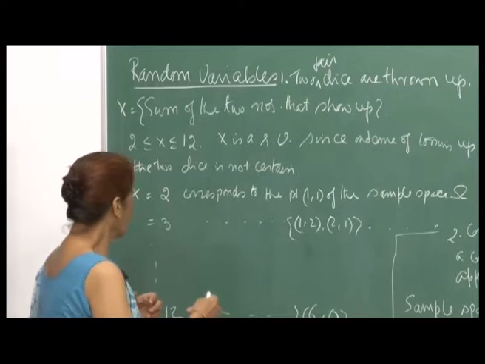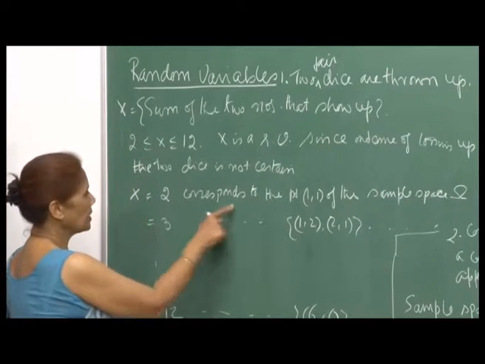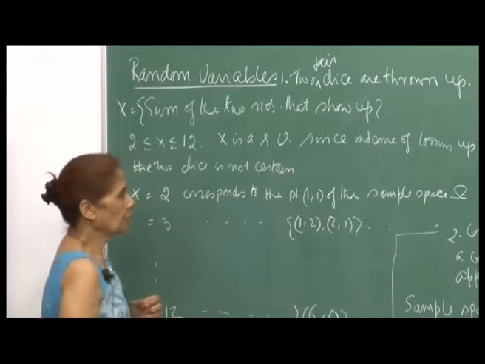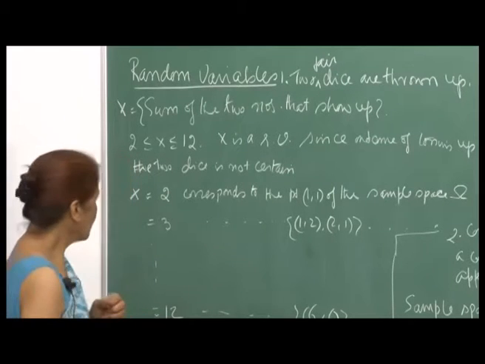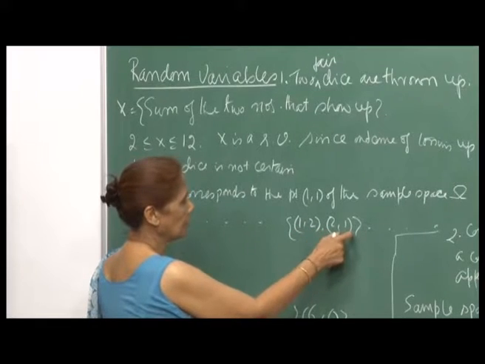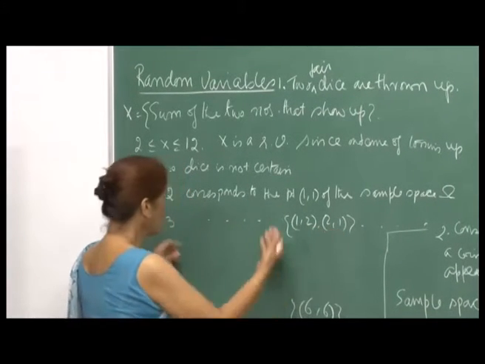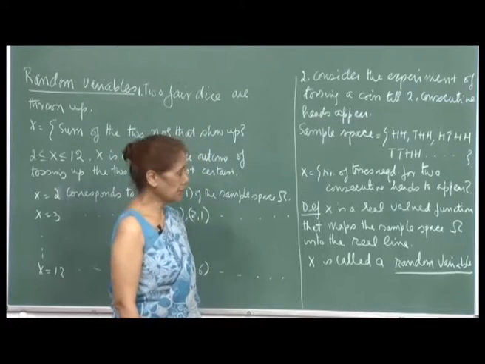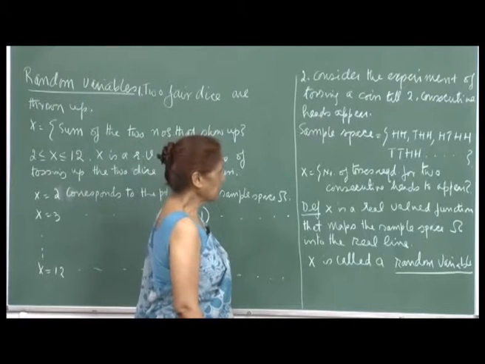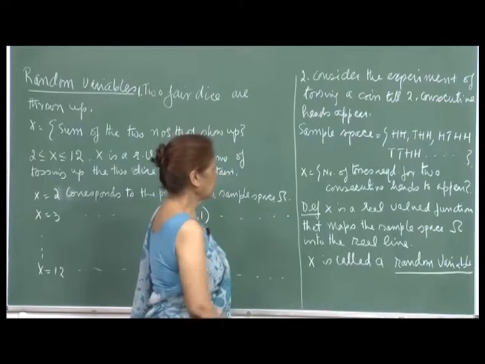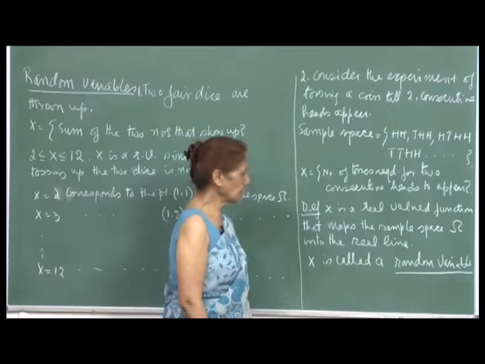So, when x is equal to 2, this corresponds to the outcome (1,1) of the sample space. Both the faces must show 1 each, and therefore, the sum will be 2. Similarly, if x is 3, then it can be either (1,2) or (2,1). Both of them add up to 3, and so on. So, one can now give a formal definition of a random variable: x is a real valued function that maps the sample space omega into the real line, and this x, which we have described through examples, is called a random variable.